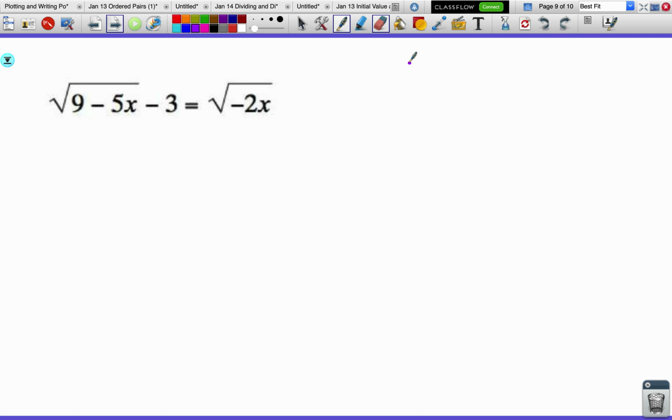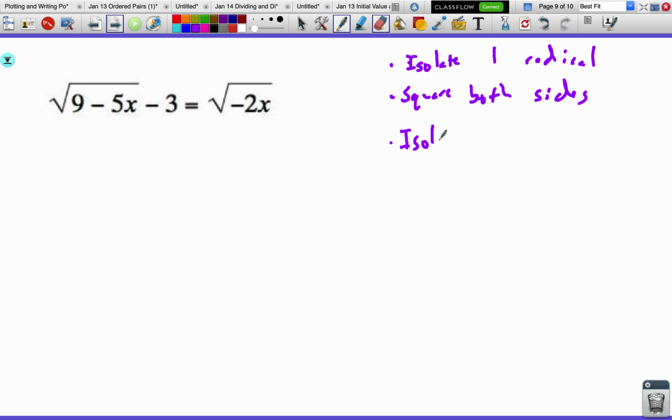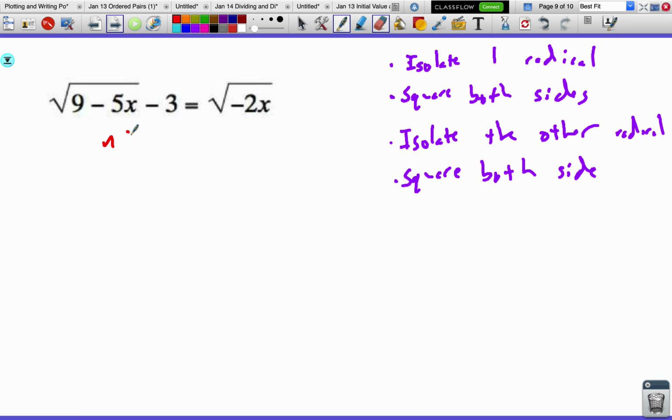We're going to isolate one radical, then we're going to square both sides, then we're going to isolate the other radical, and then we're going to square both sides again. And that's how we're going to be able to get rid of both of these radicals. All right, we cannot isolate them both at the same time, so you've got to do them one at a time. So this side's already isolated, so I can square both sides.